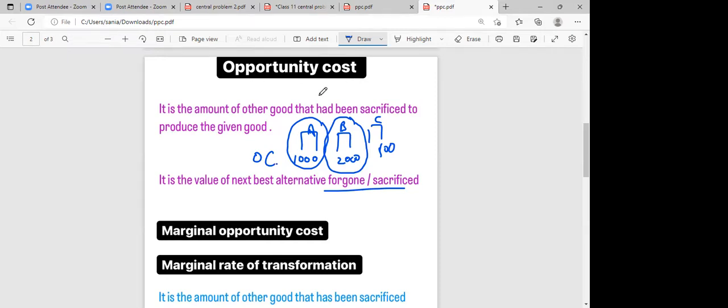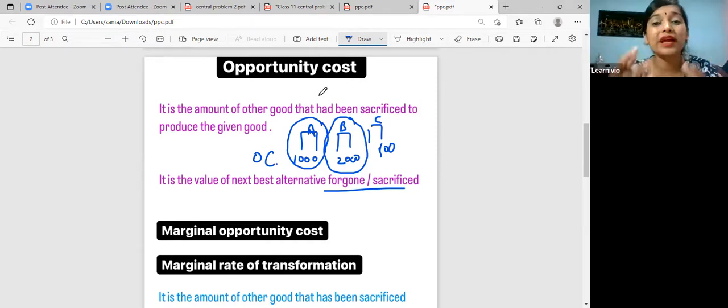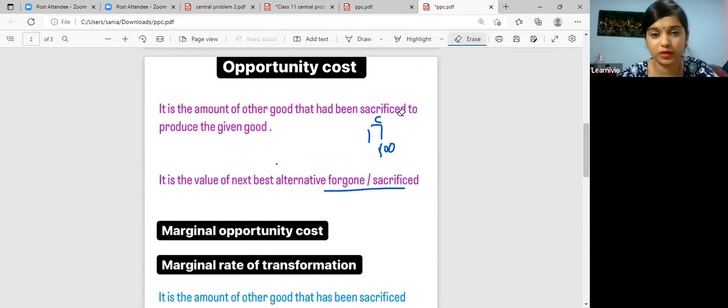So this is opportunity cost. It is the amount of other good that has been sacrificed, the good you are sacrificing. These are the two definitions, first and second. So you can write it down. You can give the heading opportunity cost, and after that write these two points. It is the amount and this.